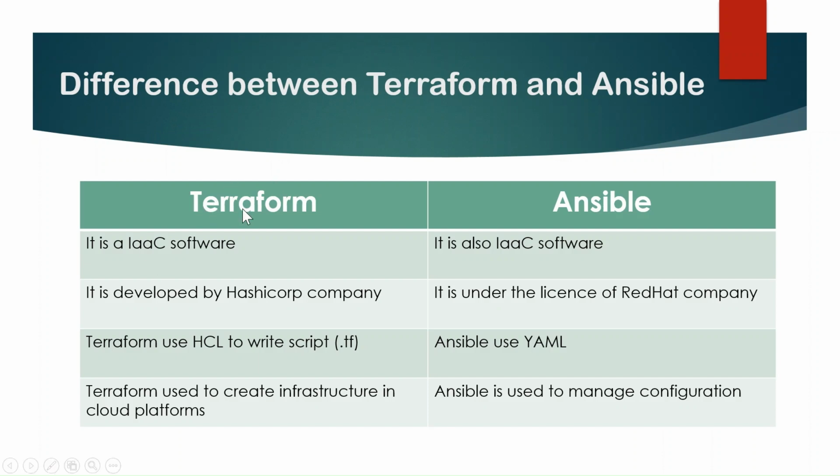Now let's see the difference between Terraform and Ansible. Terraform is called infrastructure as code software. Ansible is also called infrastructure as code software. Terraform is developed by the HashiCorp company. Ansible is under the license of the Red Hat company. Terraform uses HCL language to write scripts. HCL stands for HashiCorp Configuration Language, and Ansible uses YAML language. Terraform is mainly used to create infrastructure in a cloud platform from scratch. Ansible is used to manage configurations, like installing Apache servers on many computers at a time.